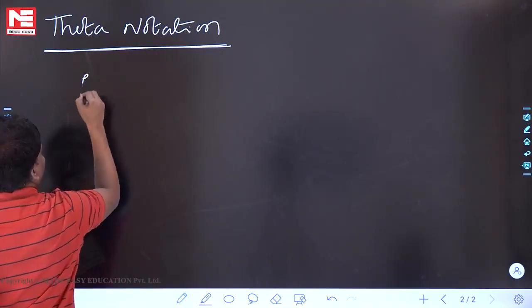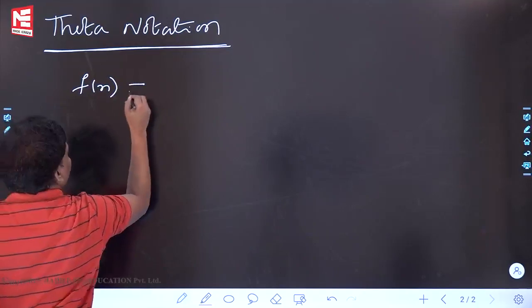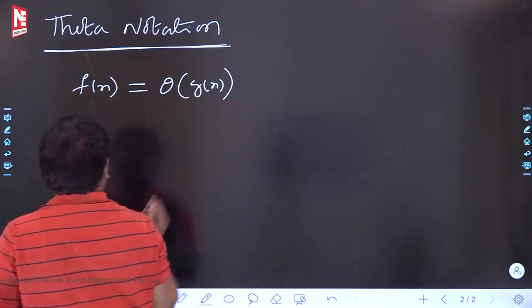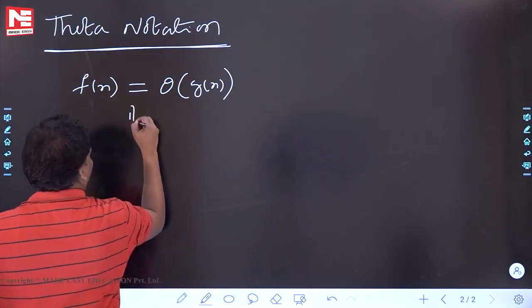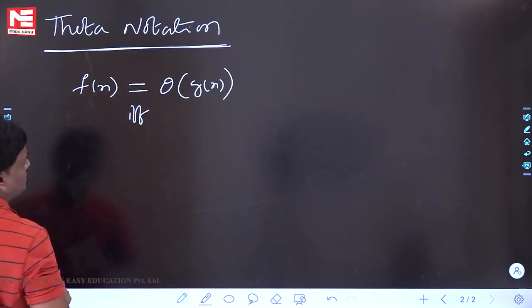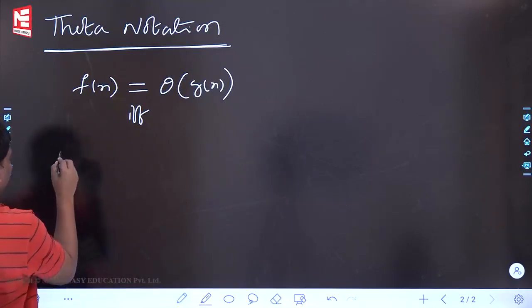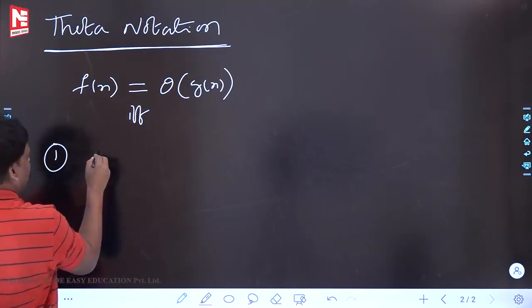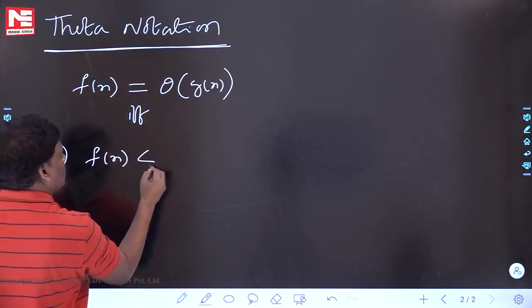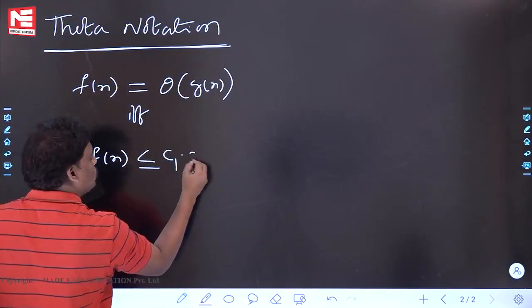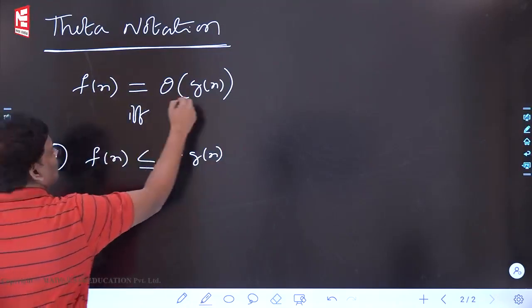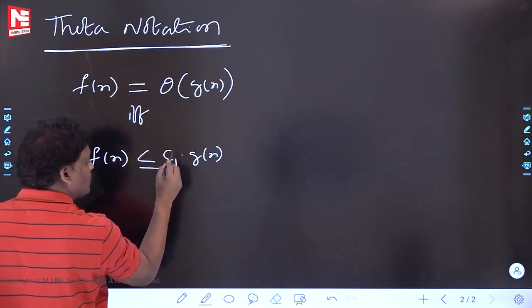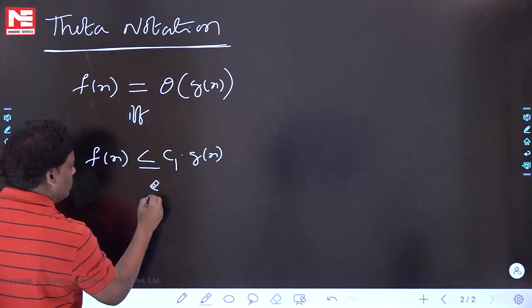Let's see theta. f of n is equal to theta of g of n if and only if, see the first one, the first point: f of n is less than or equal to some constant c1 into g of n. End.